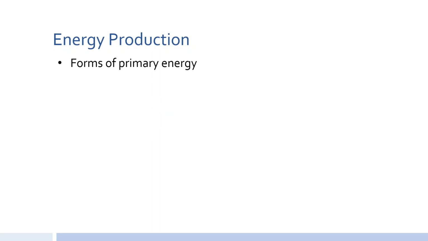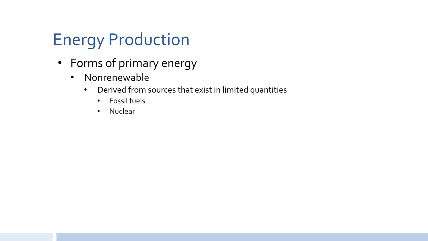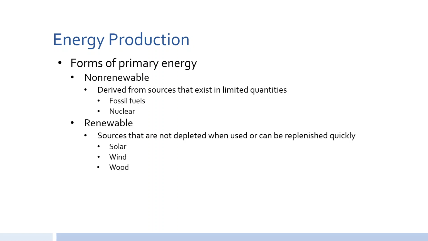There are two major forms of primary energy. Those are non-renewables, and we're going to talk first about non-renewables today after I get through some energy efficiency, and then we're going to talk about renewables. Non-renewables are those derived from sources that exist in limited quantities, fossil fuels and nuclear energy as well, which uses uranium. And then we have renewable energy, which are sources that are not depleted when used, or they can be replenished quickly. So solar, wind, and wood.